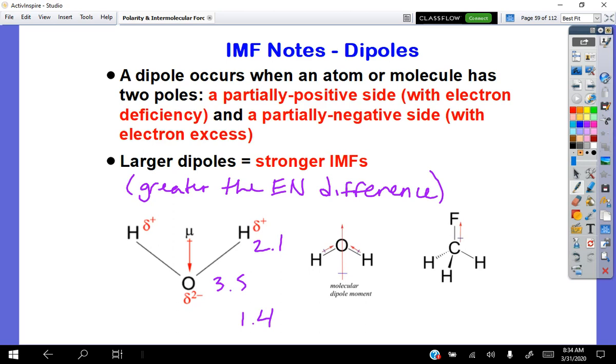That is a very strong dipole compared to C and H, where C has a value of 2.5 and H has a value of 2.1. That electronegativity difference is only 0.4. The bond with a stronger dipole or a larger dipole would be the OH bond when comparing C and H to OH.